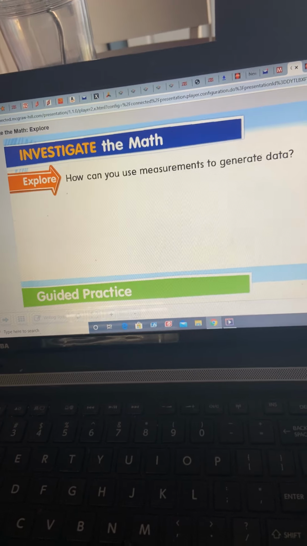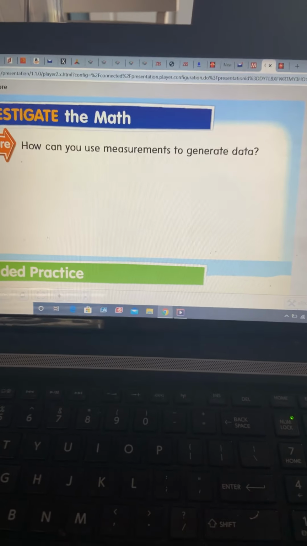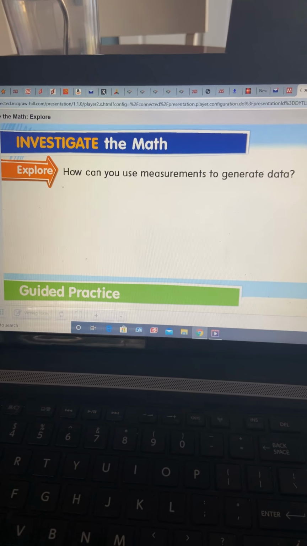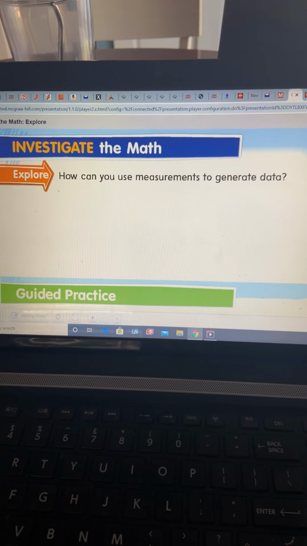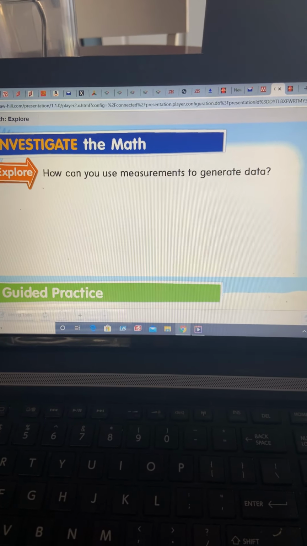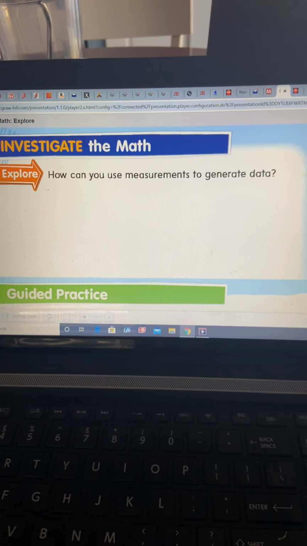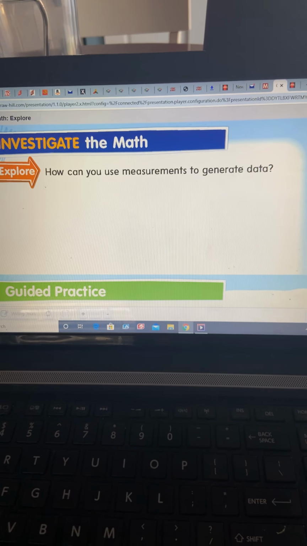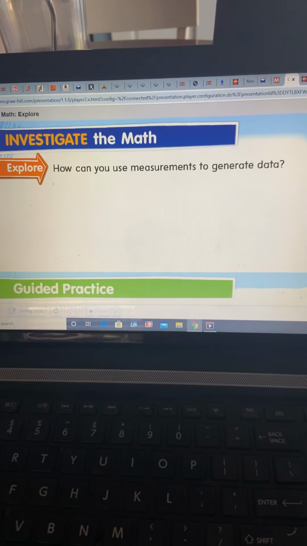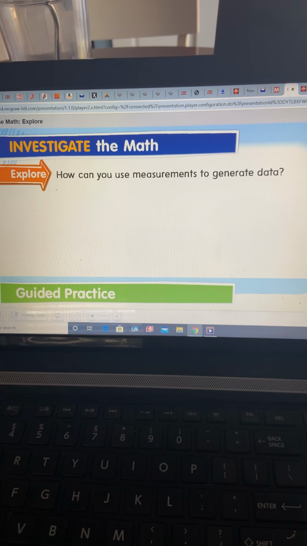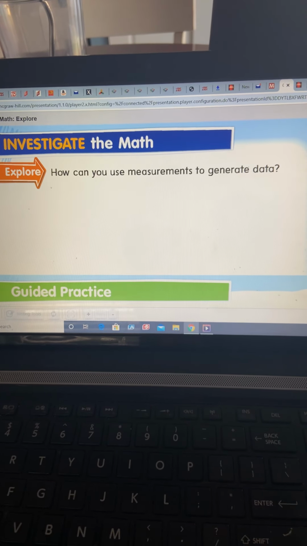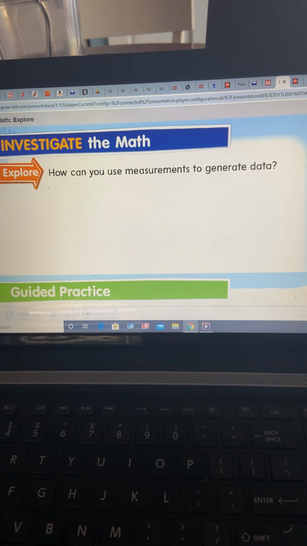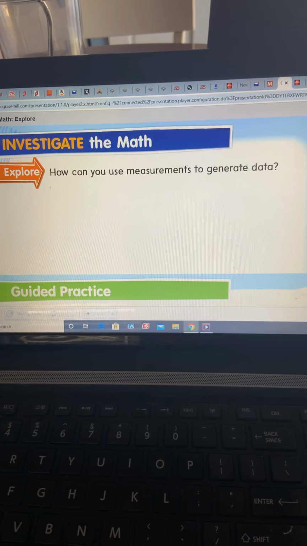Now, one of the things that we've learned in the past is how to record that data, how to write it down so that it's easy to read. Does anybody remember what we call a picture that we use to display information? We use a graph, and we've learned that there are many different types of graphs. Think about some of the graphs that we've learned about. Picture graphs, line graphs, bar graphs.